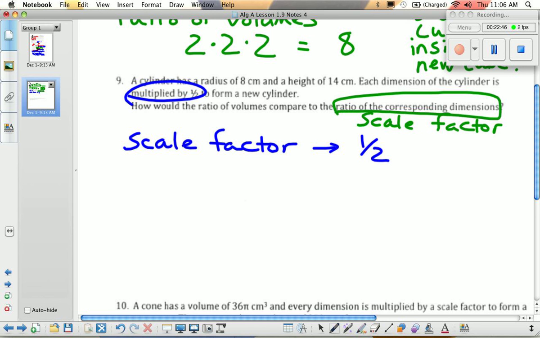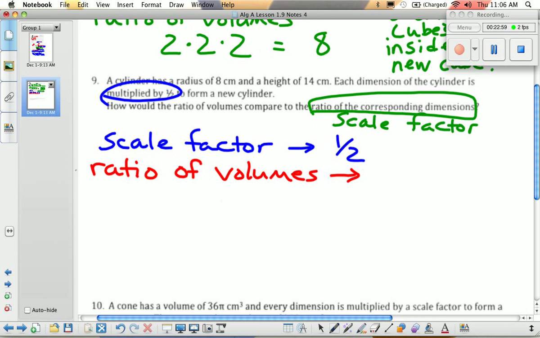Okay, well they're asking about the ratio of volume, so that's what they're asking. What's going to happen to the size of it? Ratio of volumes. What's the shortcut we can take? I bet there aren't too many of you in here right now that are feeling real confident about finding the volume of a cylinder, are you? Anybody happen to know how to do that?